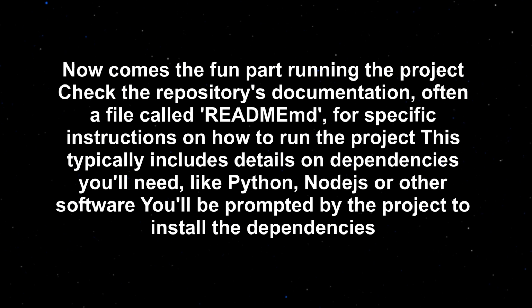Now comes the fun part, running the project. Check the repository's documentation, often a file called README, for specific instructions on how to run the project. This typically includes details on dependencies we'll need, like Python, Node.js, or other software. You'll be prompted by the project to install the dependencies.